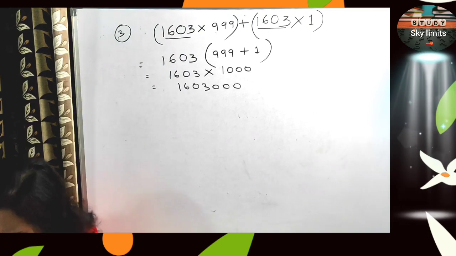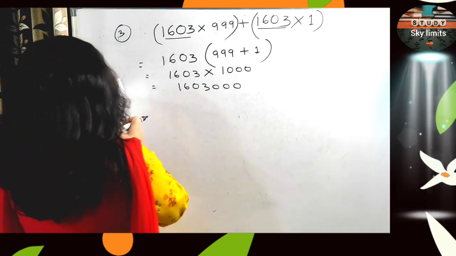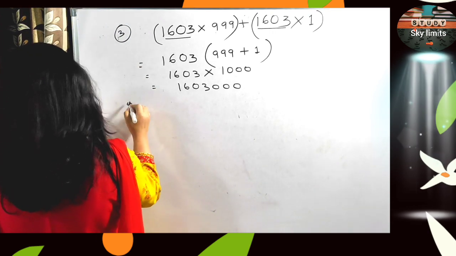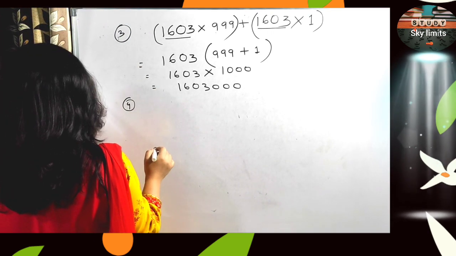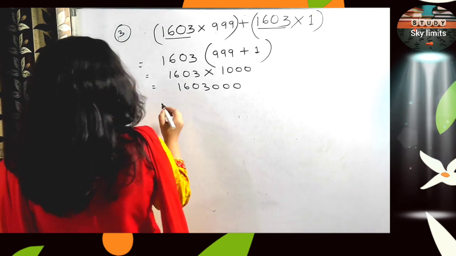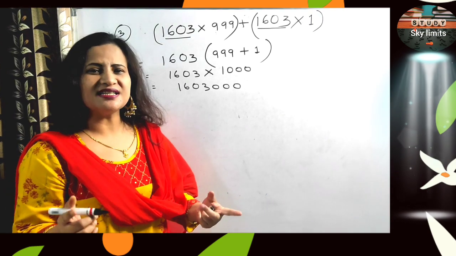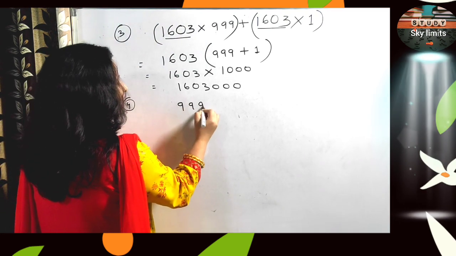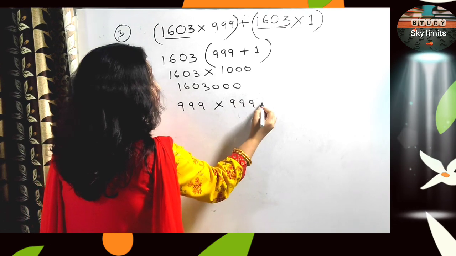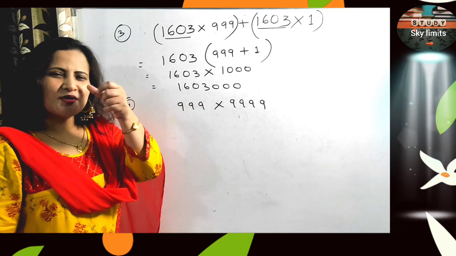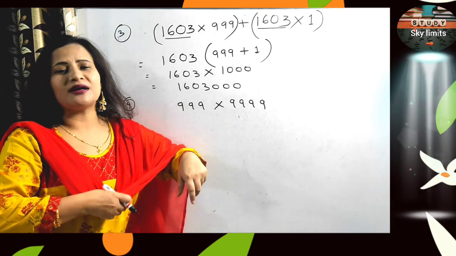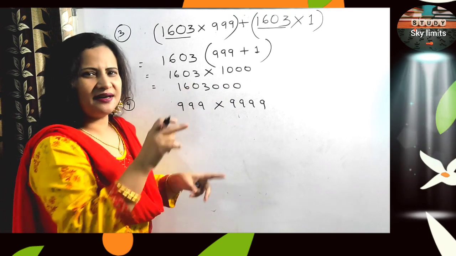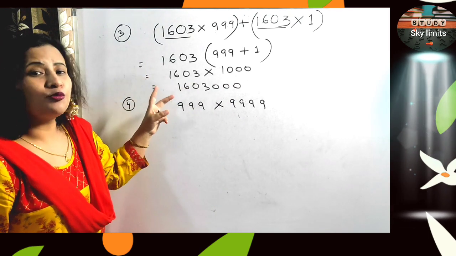Now, let me take one question from your exercise. There's a word problem over here. It says that you have to determine the product of the greatest 3-digit and the greatest 4-digit number. The greatest 3-digit number you know, and the greatest 4-digit number also you know. In this case, you have to determine the product using the distributive property. Don't start multiplying 9 9s are 81, 9 9s are 81. No, not like that. Use the distributive property.